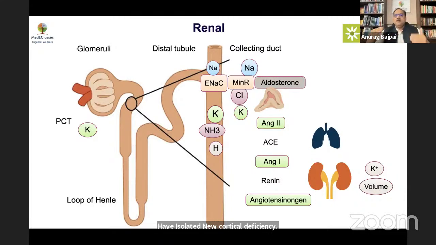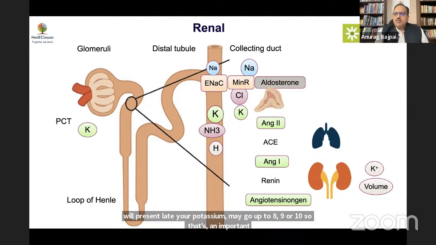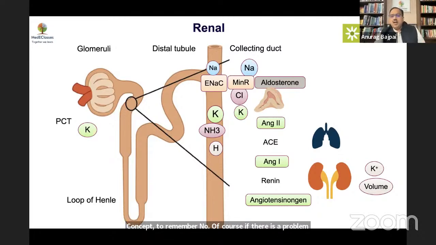Potassium will be normal. If you have a mineralocorticoid deficiency or resistance, the major problem will be hyperkalemia, with mildish hyponatremia. Because they will present late, your potassium may go up to 8, 9, or 10. So that's an important concept to remember. Now, of course, if there is a problem in the kidneys, or in renin or angiotensin convertase enzyme, and a lot of these drugs, the ACE inhibitors and ARBs, they will all act on this directly. A primary adrenocortical defect, an aldosterone synthesis problem, a mineralocorticoid receptor problem, or an epithelial sodium chloride channel problem, all will cause decreased potassium excretion and will result in hyperkalemia.